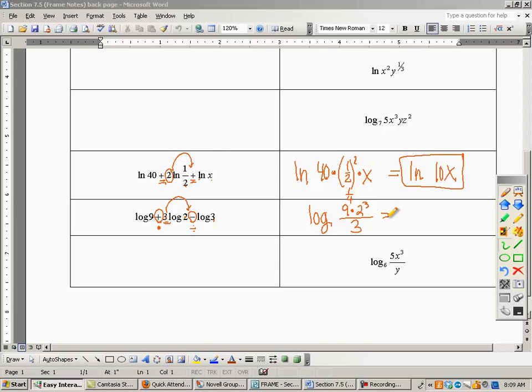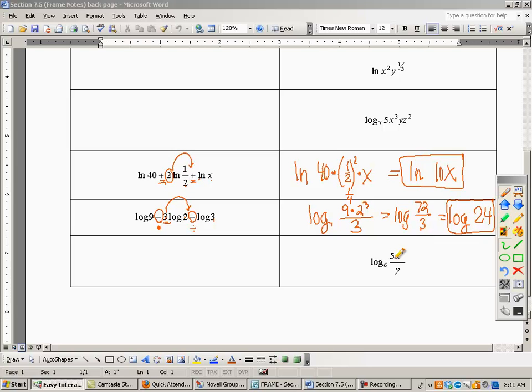Okay, so let's simplify this a little bit. 2 cubed is 8. 8 times 9 is 72. So I have the log of 72 all over 3, but can we take 72 and divide it by 3? We can, so it's the log of 24. And again, when you condense, you want to simplify. When you expand, there will be no reason to simplify. Okay? One more expansion, and then we'll be done for section 7-5.